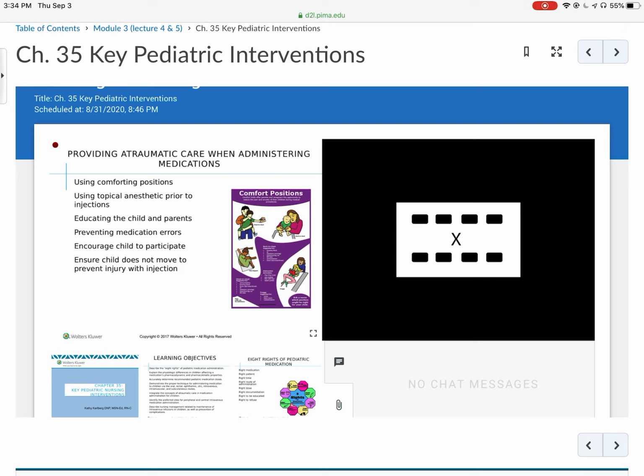Educating the parents, so the more they know, the better they can understand what you're doing. We want to make sure we're double checking all medications. Most hospitals have a policy to double check all pediatric medications. Encourage the parents to participate with the comfort holds. And then you want to really have good holders when you're going to give an IM injection, because if they move, that can cause a big problem.